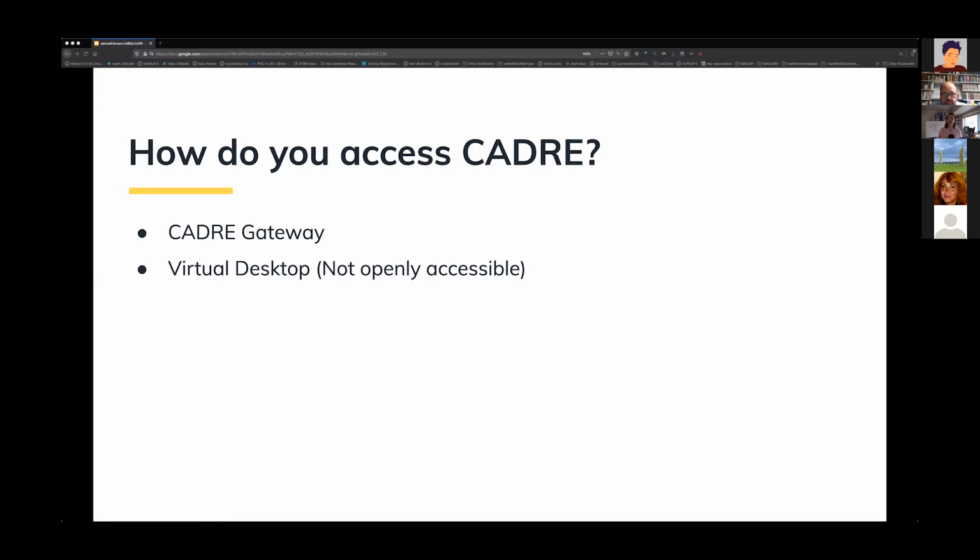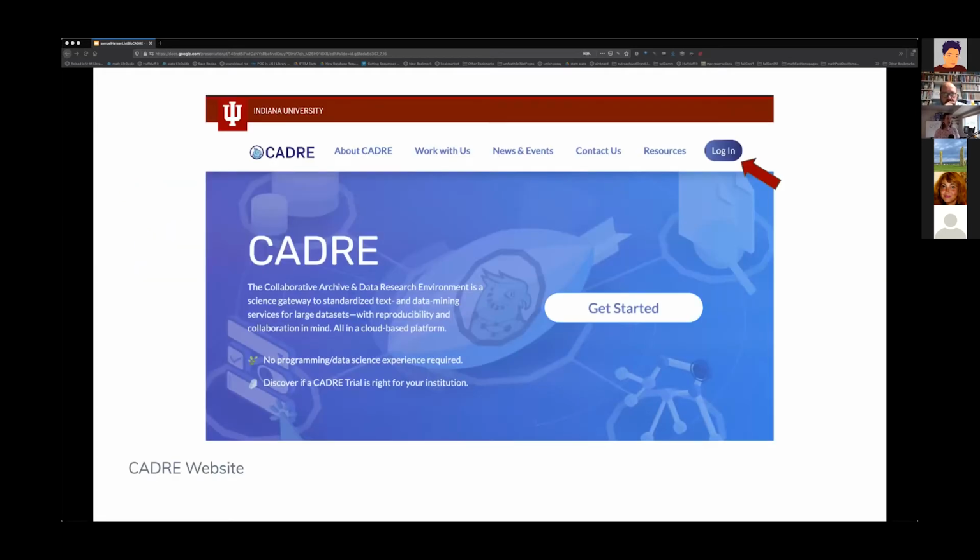It's cadre.iu.edu and then /gateway. And then how do you access Cadre in a different way? The not openly accessible virtual desktop that I mentioned earlier, and that's if you work directly with Cadre. So if you go to that website, you should see something a little bit like this.